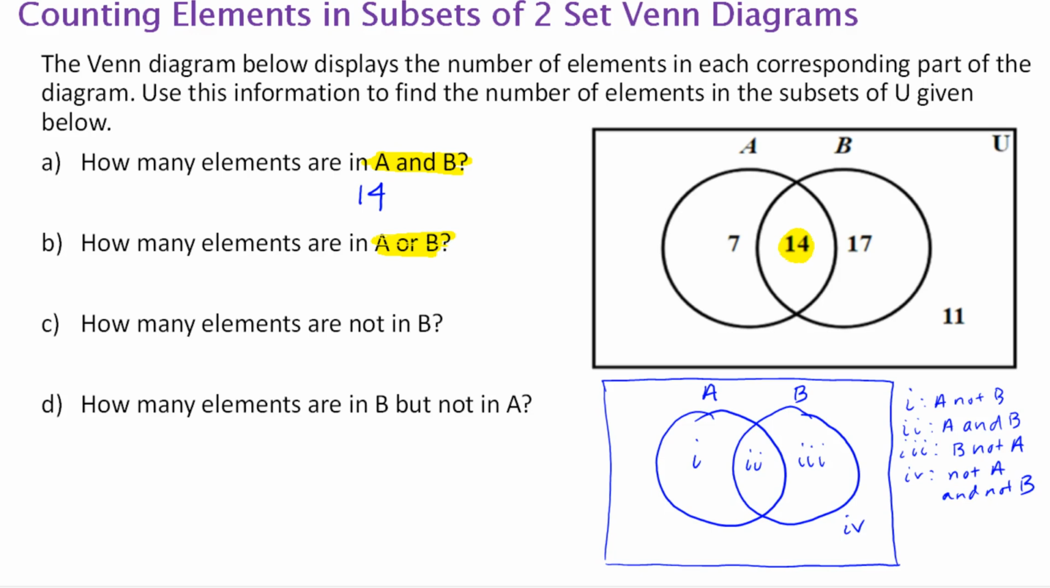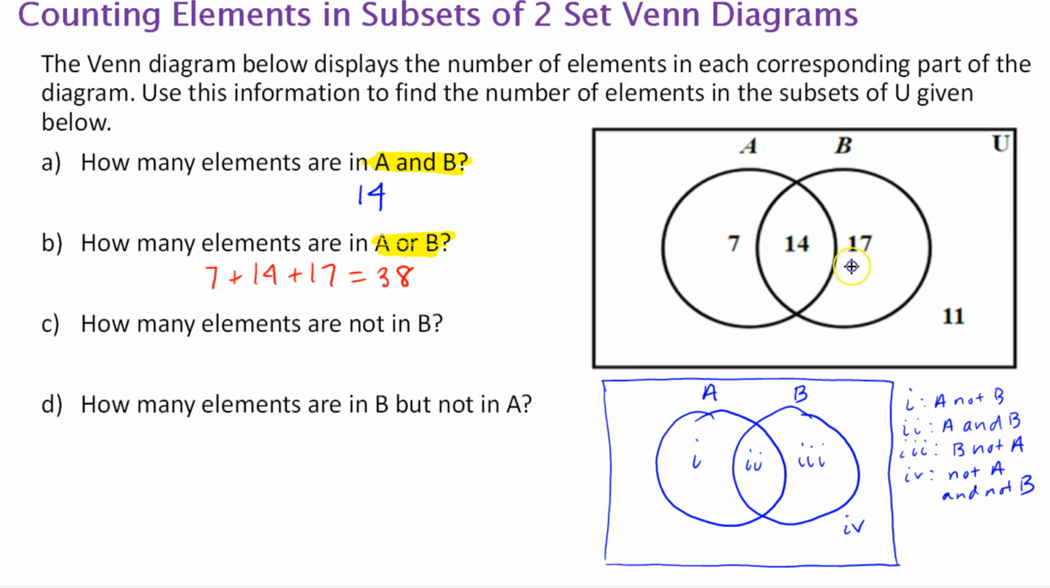Okay, so how about we circle this in red? So if you're in A or B, you could be only A, you could be in both A and B, or you could be in B and not A. So the union is actually anything in these 3 pieces or in the 2 circles, and we can add up these values. 7 plus 14 plus 17, and that equals 10, 20, 31, 38. So there are 38 elements in A or B.